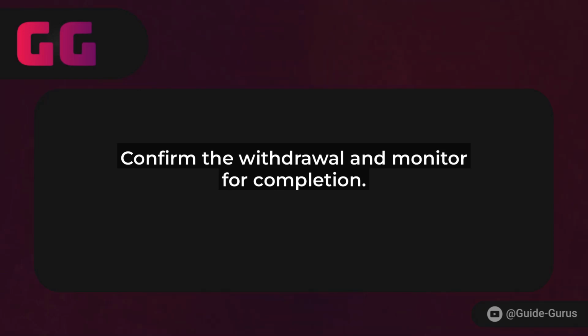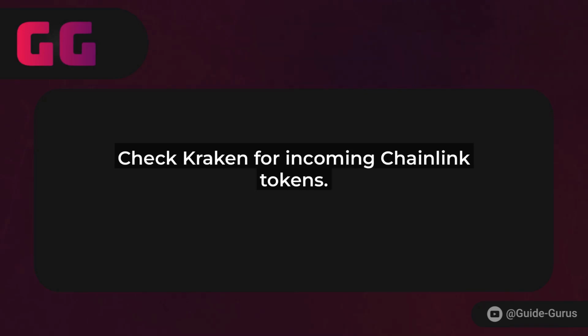Once the transaction is initiated, it might take a few minutes to an hour to process, depending on network congestion. Head back to Kraken and check your wallet to confirm the arrival of your Chainlink tokens. A quick word of caution: crypto transfers can be irreversible, so always use the right networks and double-check details. If you're new to this, start with a small amount to test.